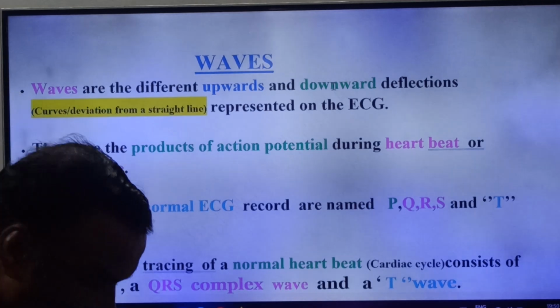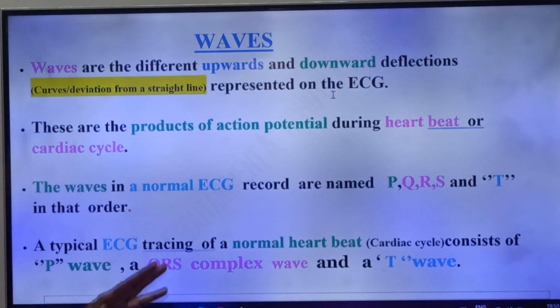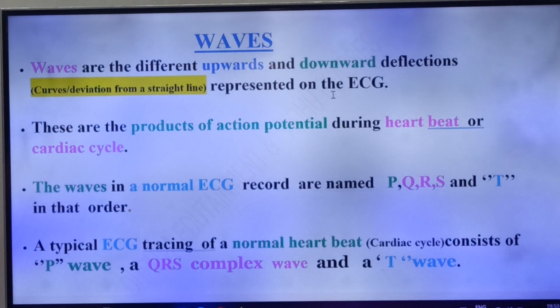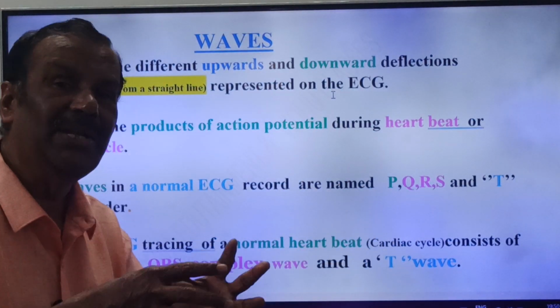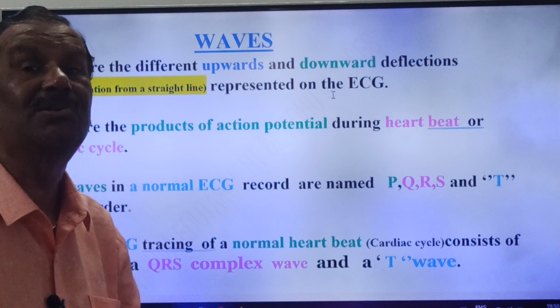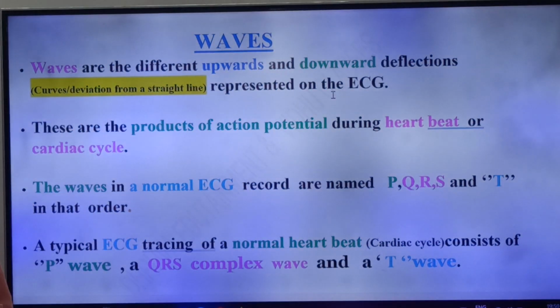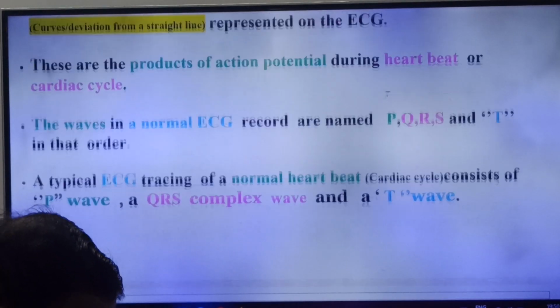Now see friends, out of these 5, we frame them into only 3. In a typical ECG tracing of a normal heartbeat, in a healthy man, in a healthy cardiac cycle, how many waves are there, friends? P wave, QRS complex wave. See friends, these 3, QRS, together form only one wave, that is QRS complex wave, and T wave. So you have to remember 3 words, friends: P wave, QRS complex wave and T wave. Okay. Now we'll take one by one, friends. First we'll take P wave.